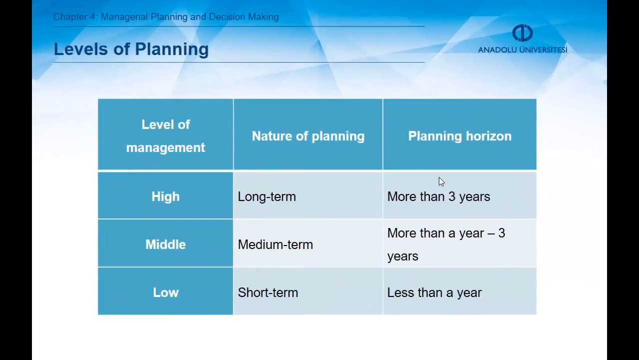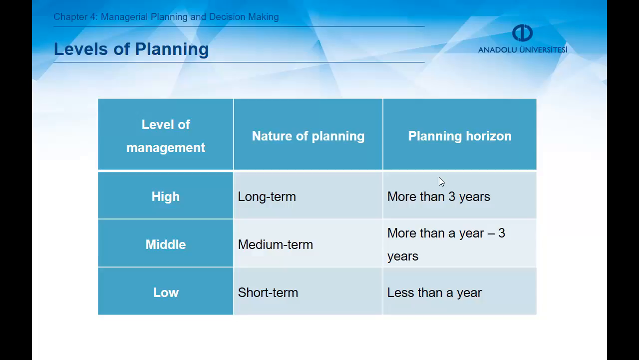Another topic in this chapter is about levels of planning. Mainly, there are three types and levels of planning in business organizations. The first one is the long-term planning, which we also name as strategic planning. The other one is medium and also short-term planning.